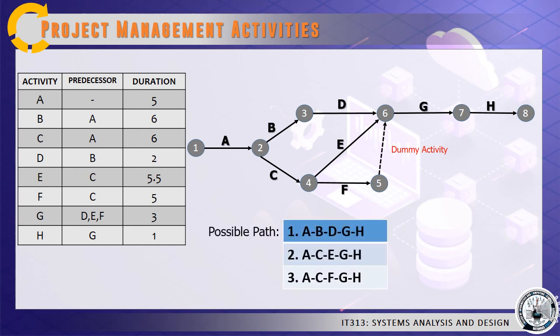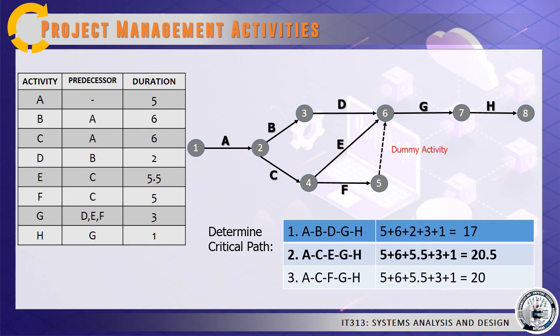Based on our diagram, we can identify the possible paths. We have 3 paths. First is A, B, D, G, H. The second path is A, C, E, G, H. And the last path is A, C, F, G, H.